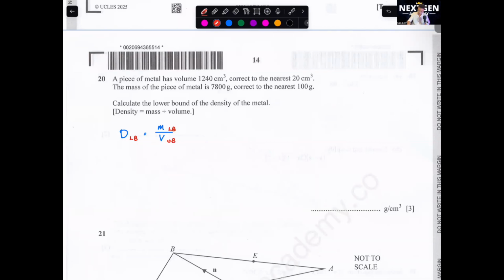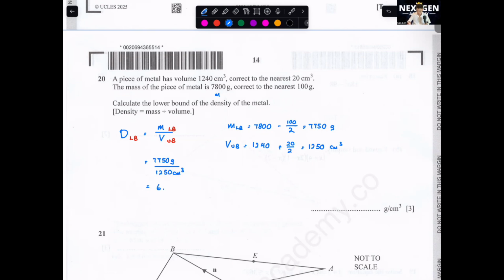So let's find the mass lower bound. Which one is mass? Let's look at the units also, gram, cm cubed. Mass is this. M is 7,800 gram, correct to the nearest 100 gram. So mass lower bound will take 7,800 minus 100 over 2. Whatever unit that they say correct to, you take it, you plus minus, you divide it by 2. Here will be 7750. Volume upper bound will be 1240 to the nearest 20. So we'll take plus 20 divided by 2. So here will be 1250. Just double check the units. So mass 7750 gram over 1250 cm cubed.